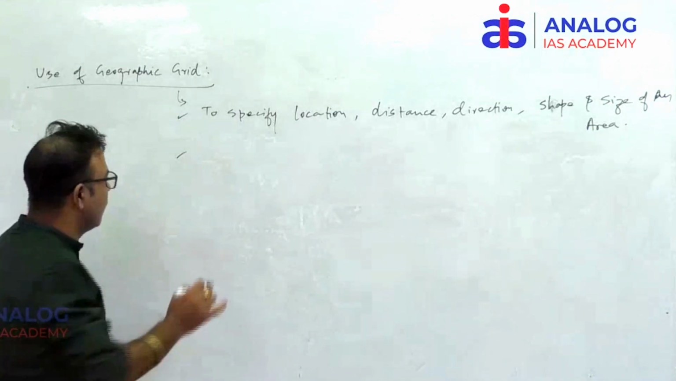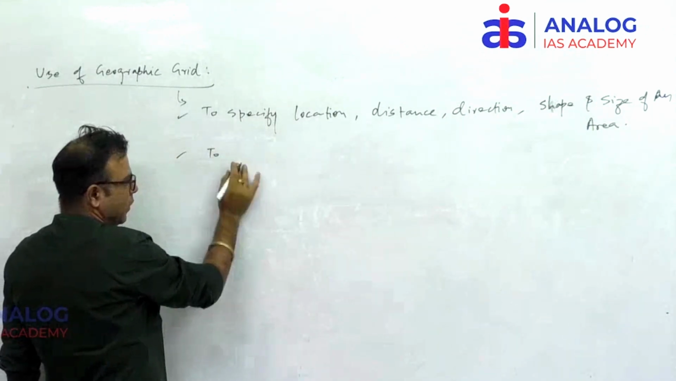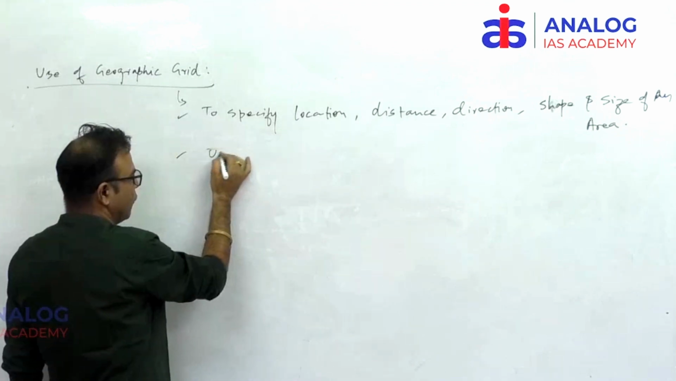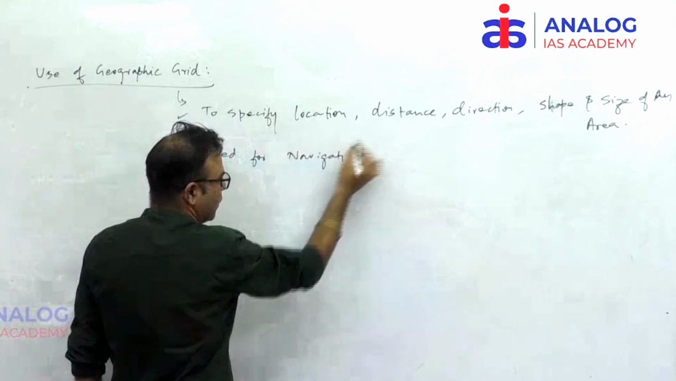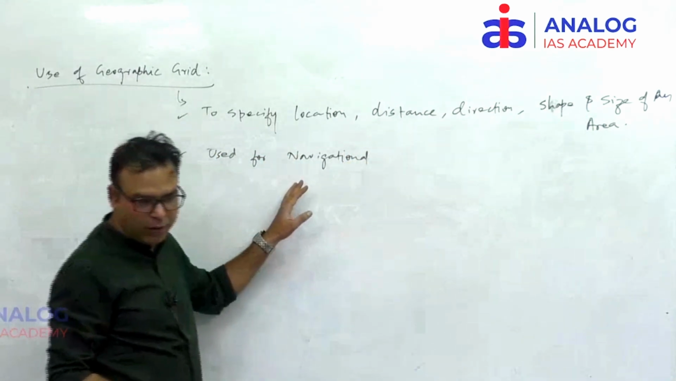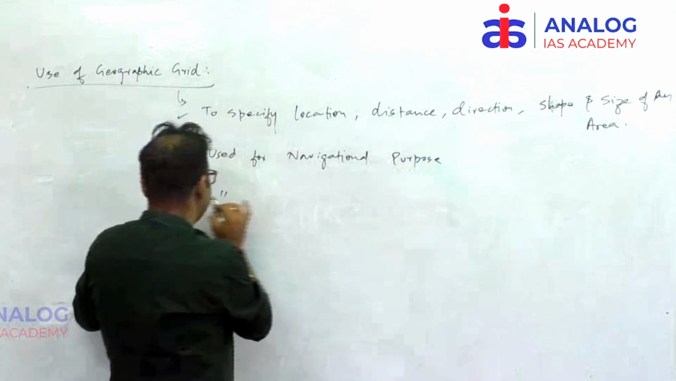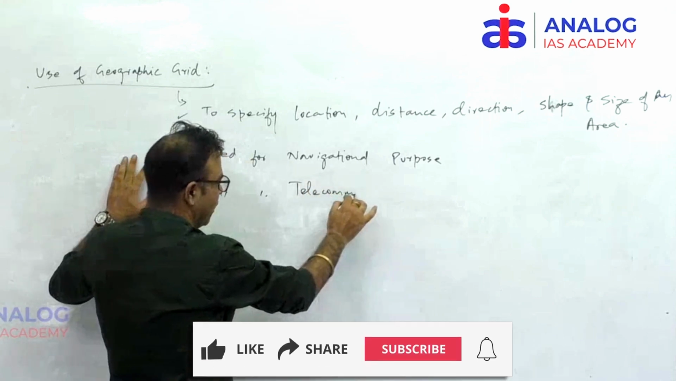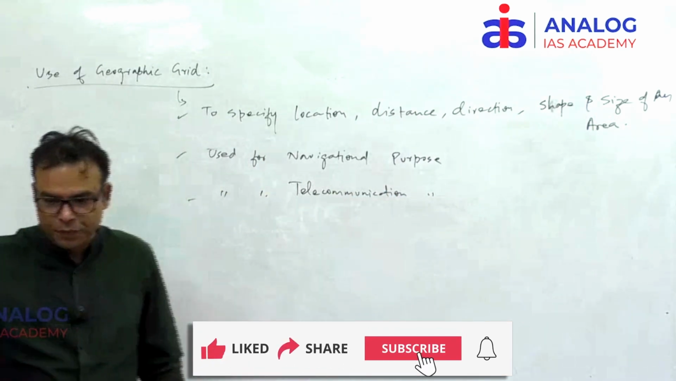Now these things help to find out, just used for navigational purposes. This map, when you know all this, it helps in which purposes? Navigational role. Used for navigational purposes, as well as this geographic grid used for what? Telecommunication purposes. There are 2 major roles, right?